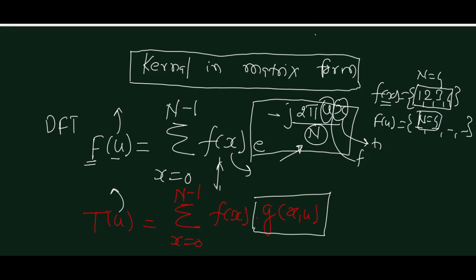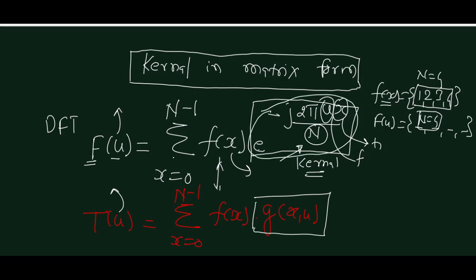Now what we want to discuss here is this e raised to minus j 2 pi ux by capital N. This term is referred to as the kernel of this DFT equation. In the discrete Fourier transform, we are saying that this is the kernel. If you are talking about any other transform, it may be the Walsh transform, Hadamard transform, or DCT, discrete cosine transform, you will find the change here in the kernel. The kernel is going to change.